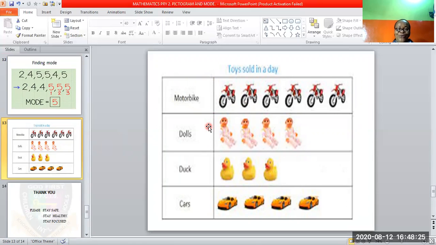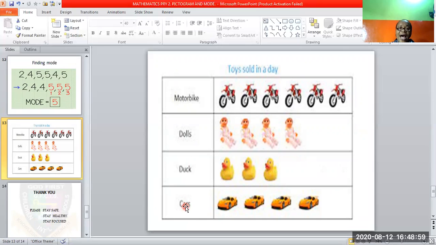Beautiful. Now, in our superstore, we have toy motorbikes, toy dolls, toy dogs, and toy cars. Motorbikes, dolls, dogs, and cars are in our store. Now, let's understand the toys sold in a day.